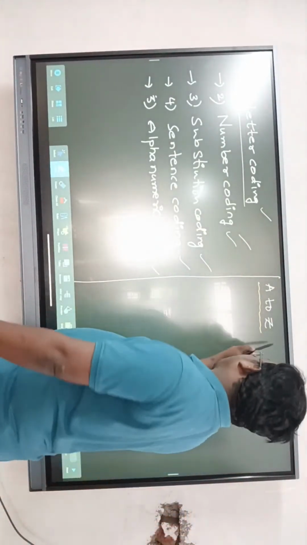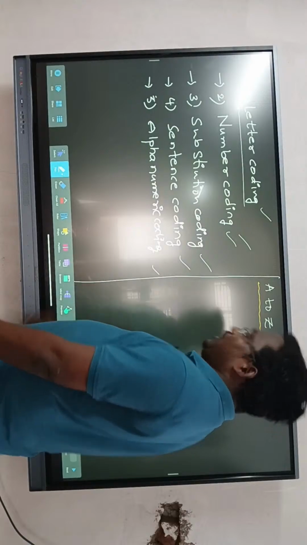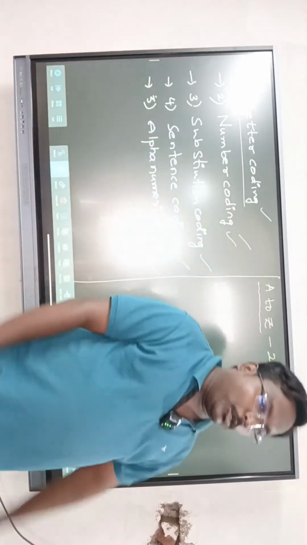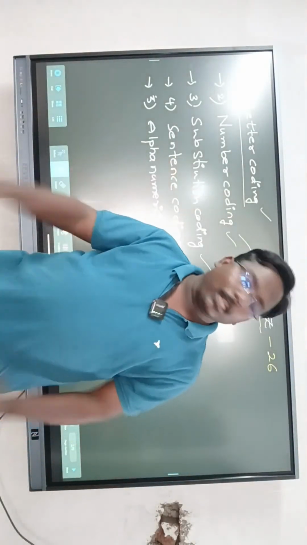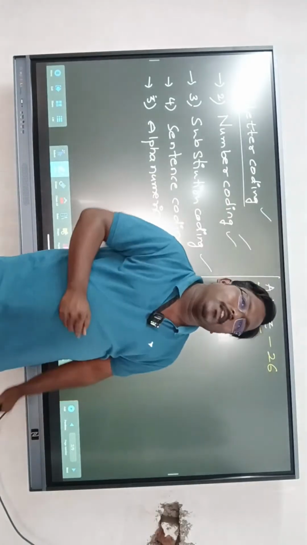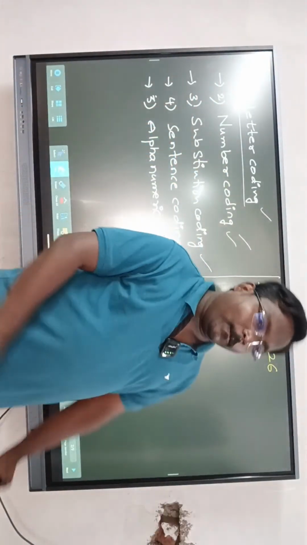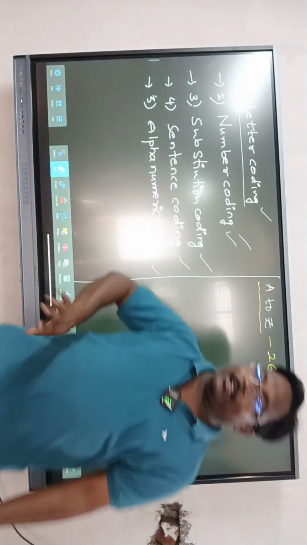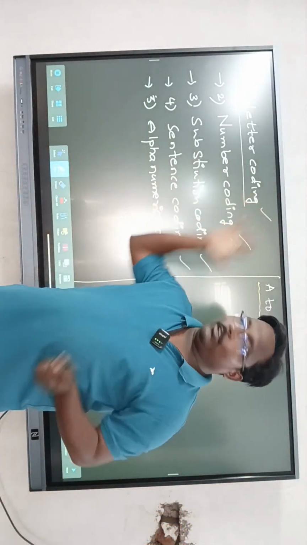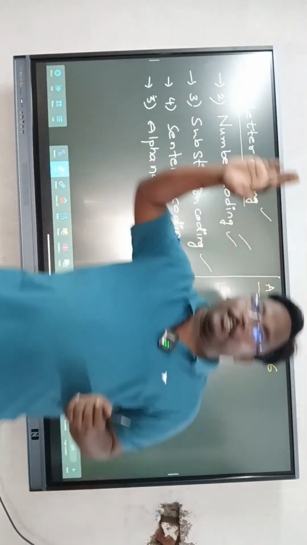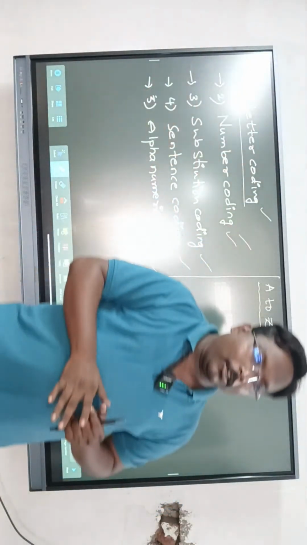How many letters do we have here? 26 letters. If you give a number in order, A for 1, B for 2, then what is the number for P? What is the number for Q? For K? For U? For V? Will we count now? A for 1, B for 2, C for 3. Will you count it? No.